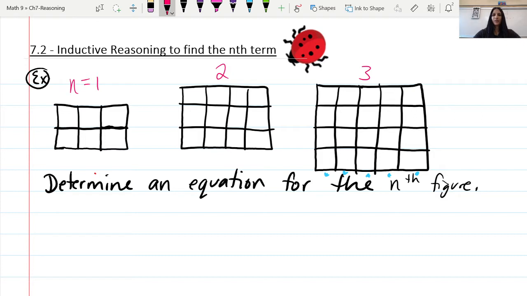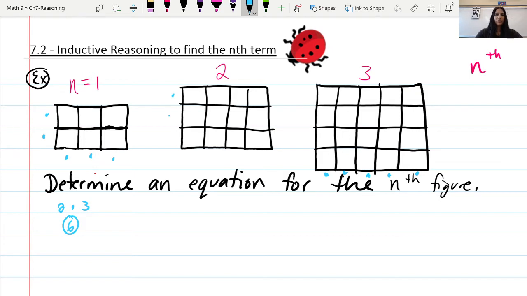And we're trying to figure out if I were to keep this going, and I had an nth figure, so third, fourth, fifth, all the way up to nth, I would want to come up with an equation for how I would determine the number of squares that I have. So how we would do that, if I'm counting the number of squares, maybe a nice approach is to look at it in terms of dimension. So how many I have going up times how many I have going across. So that would give me 2 times 3 for this first one. And from that I would get 6.